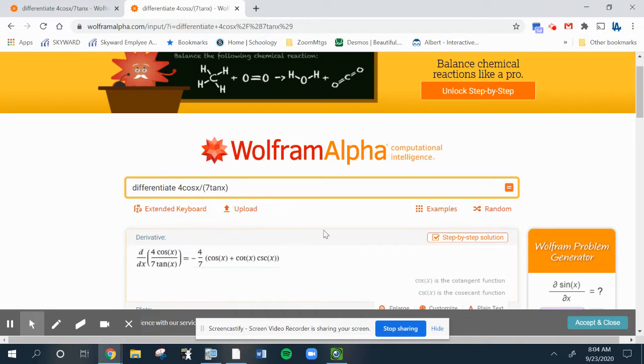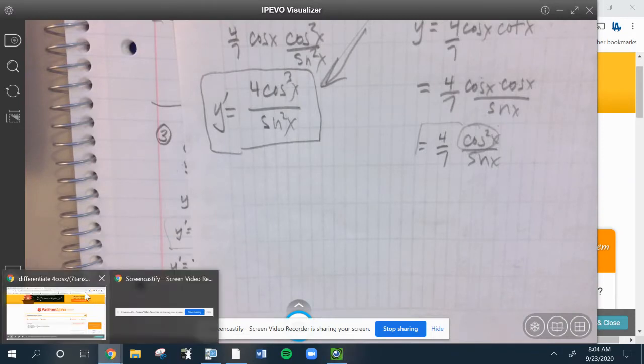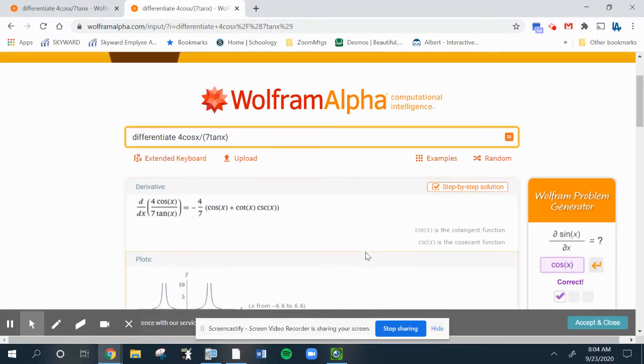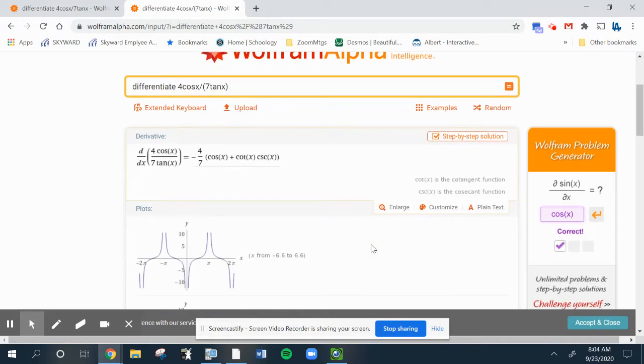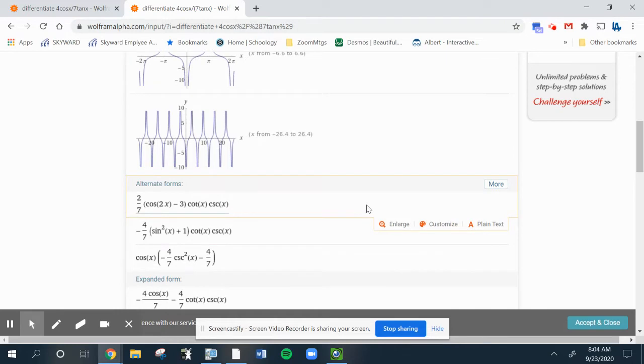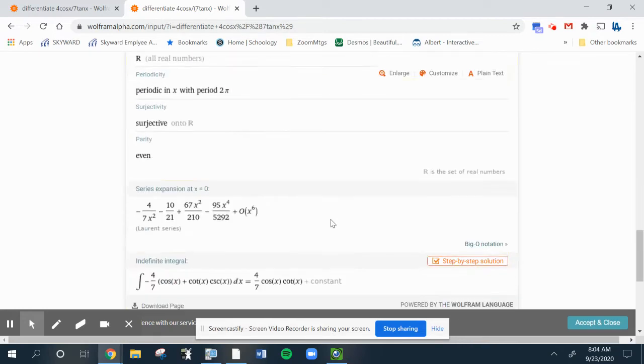The answer Wolfram Alpha gave me looks very different from the answer that we got. But that's all the trig identities involved. That's why when you do a trig problem on Wolfram Alpha, or even in the book, when you look at the back of the book, you may see very different forms, but they're the same. So here's another form, and none of them really look like the forms we got.